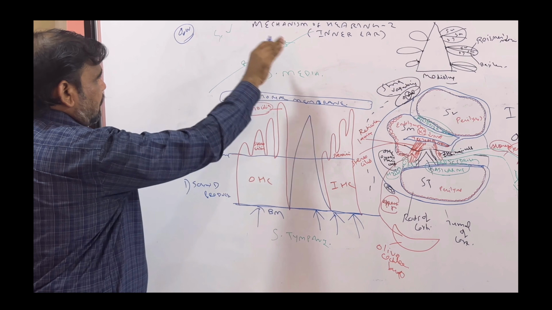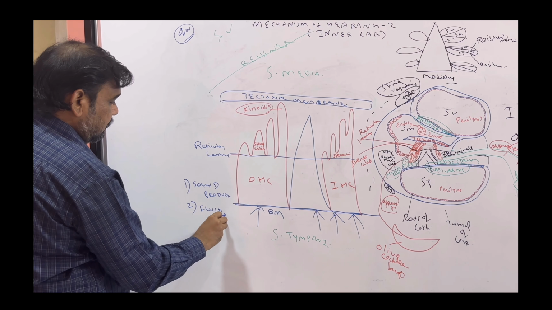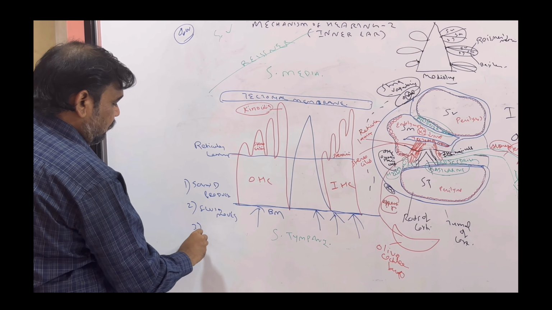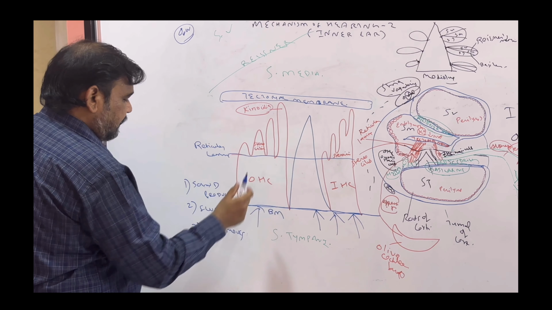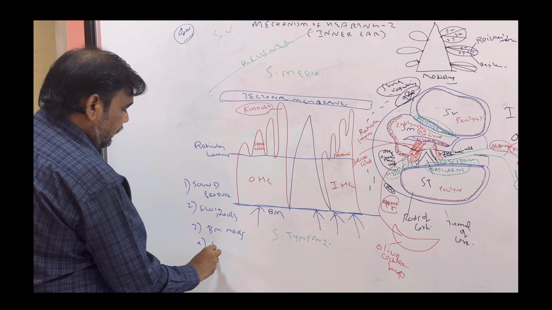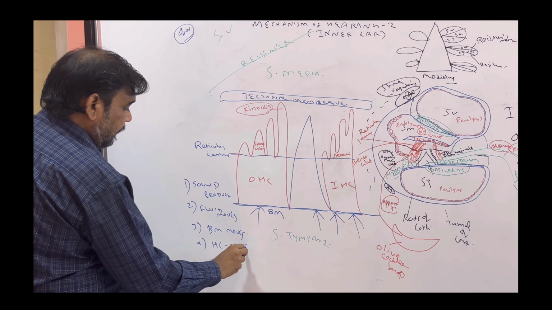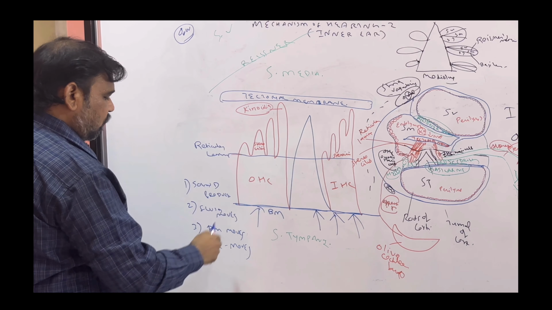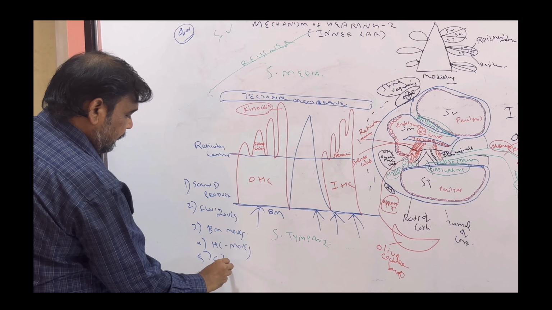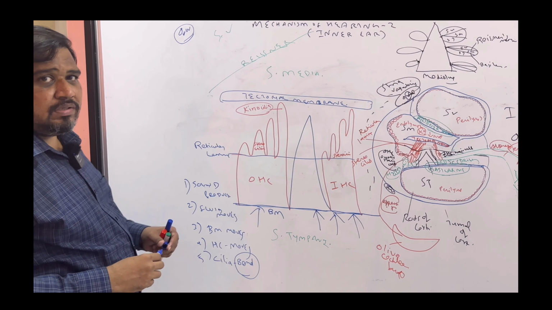First step, the sound strikes the oval window, all those things. Fluid moves. As the fluid moves, the basilar membrane moves. So as the basilar membrane moves, the hair cells, both outer hair cell as well as inner hair cells, move. As the outer hair cells move, the cilia also move, or the cilia move and bend. That's what I want. This is very important.